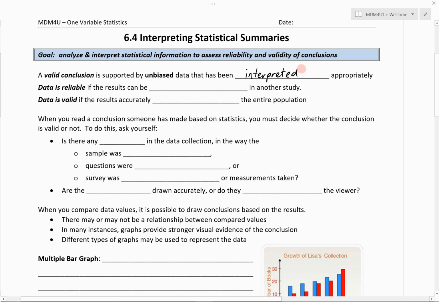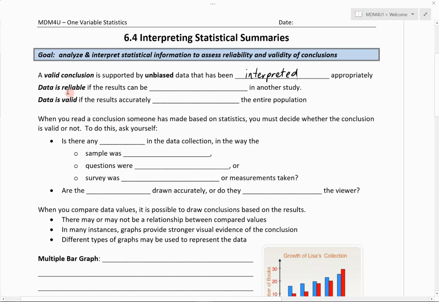Not only do you have to make sure your data is unbiased, but have you interpreted the data appropriately? This could mean the use of your analysis techniques and trying to draw conclusions from those results that would make sense and show any kind of correlations. You don't want to be connecting variables that don't make any sense, right? There has to be some kind of logical reasoning behind it.